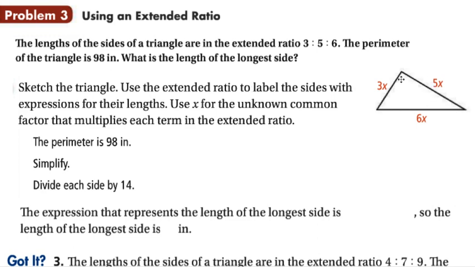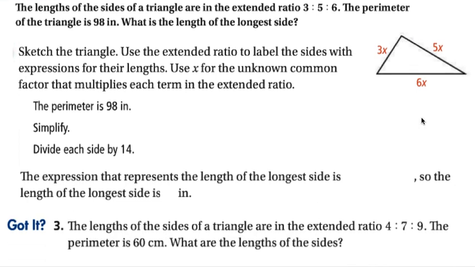Well, the best thing to do first of all is to go ahead and sketch a triangle, which I have for you in your notes, and use the extended ratio to label the sides with the expressions, and we want to solve then for x. So first we write our expression: 3x plus 5x plus 6x equals the perimeter of 98. Adding our like terms together, we get 14x equals 98, and dividing by 14 gives us x equals 7. So the longest side is 6x, so we multiply the 7 by 6 to give us 42 inches.